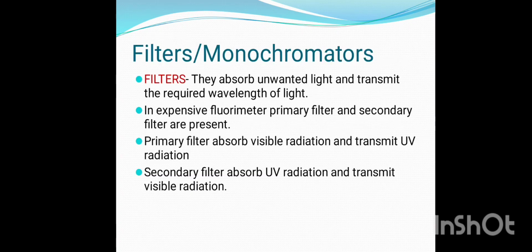So filters or monochromators. What are filters? Filters are the instruments which absorb the unwanted light and transmit the required wavelength of light in the form of a band, or in the form of a range. Then in an expensive fluorometer we use a primary filter and a secondary filter. The primary filter absorbs visible radiation and transmits UV radiation, whereas the secondary filter absorbs UV radiation and transmits visible radiation.